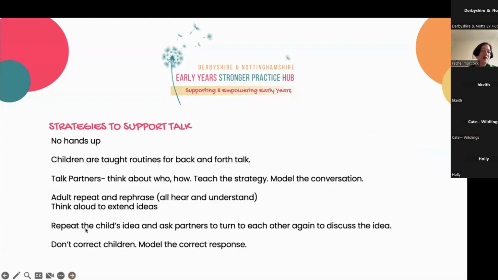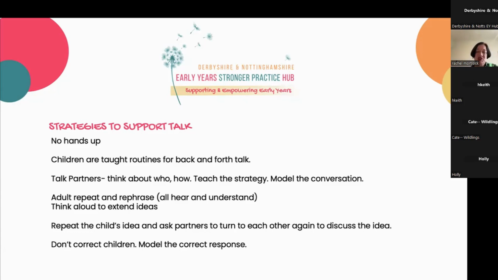And just going on about a few more strategies to support talk, probably more appropriate with older children, but about thinking about having a no hands up, so a cold calling strategy or approach. So we don't just ask the children who've got their hands up. And in fact, if we have it embedded from the beginning, children never put their hands up. They know they're going to be asked. And one of the advantages of asking children questions with no hands up is we can target a question.